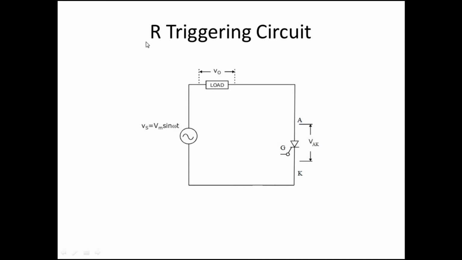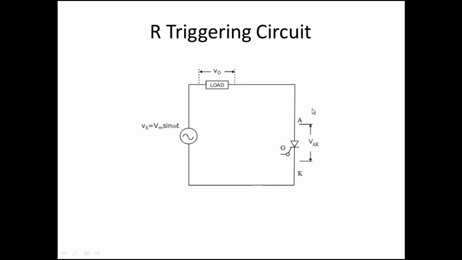The first type is the R triggering circuit, or R firing circuit. The process of providing the gate pulse is called triggering the SCR, or firing the SCR. The circuit used to trigger or fire is called the triggering circuit of the SCR. The first one is the R triggering circuit.